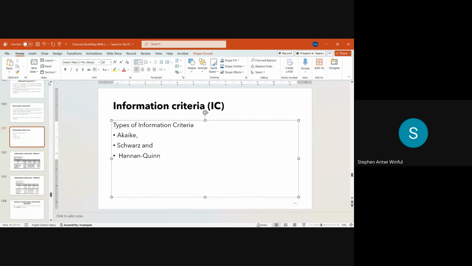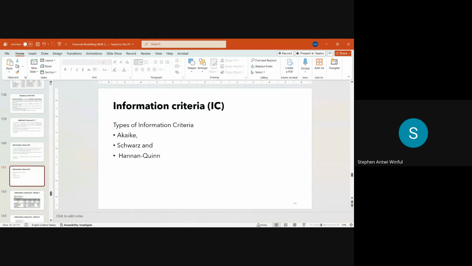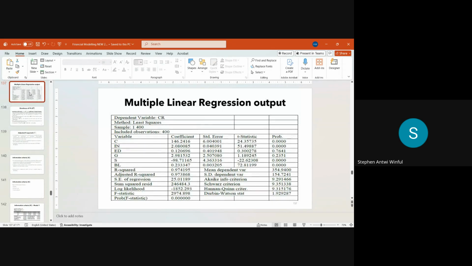Let me go back to our model. In the example we are using here, we have only one model, and so we're forced to stick to this one. But where we have two models, we'll look at the values of the Akaike, Schwarz, and Hannan-Quinn. Based on the one with the smallest value, that model, with the smallest information criterion, will be preferable to the other. Is that okay? The Akaike is mostly applied because it is more robust compared to the Schwarz and the Hannan-Quinn.